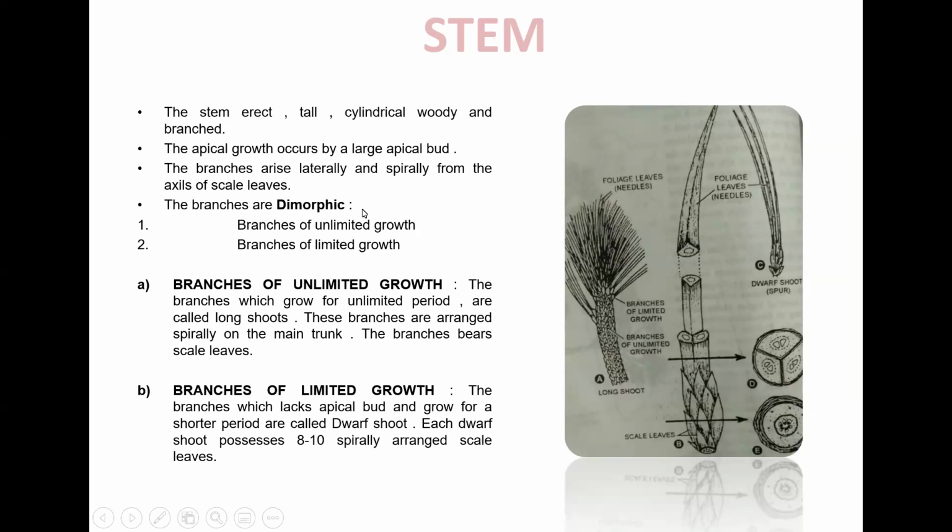This can be expected like a question for you in the exam. What type of branching is observed in Pinus? Monomorphic, dimorphic, trimorphic, or none of the above? The answer will be dimorphic branching, that is, the branches of limited growth and the branches of unlimited growth.